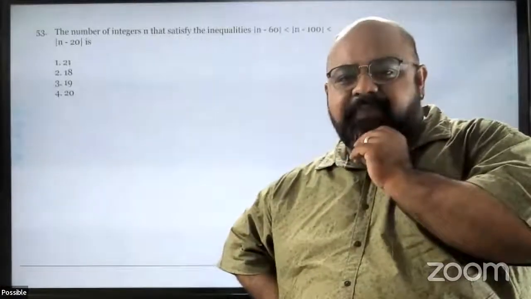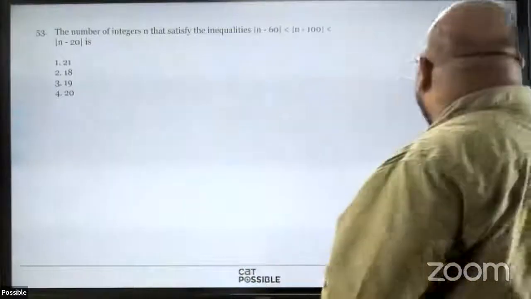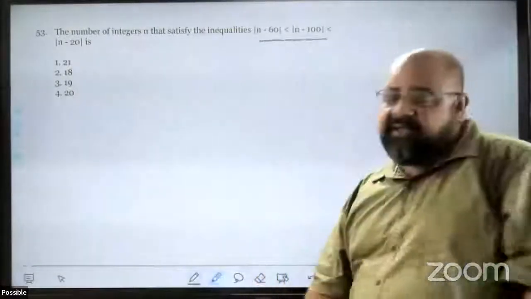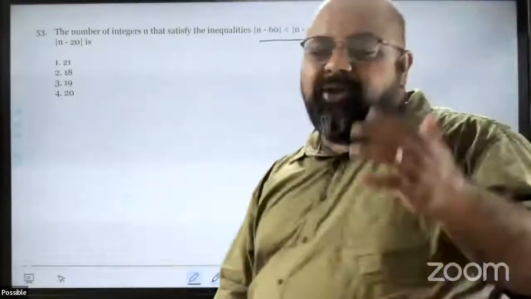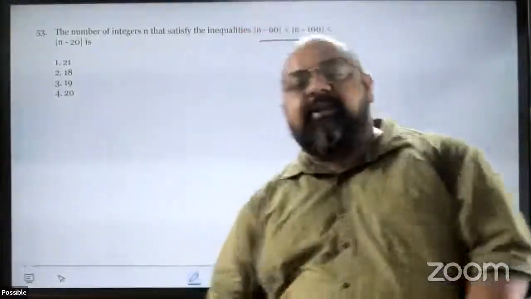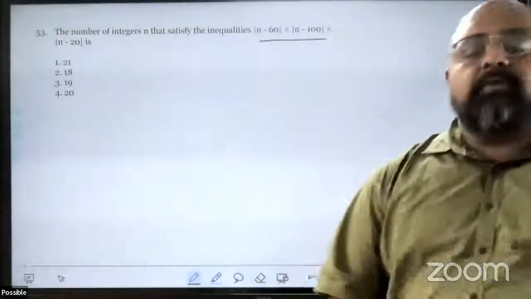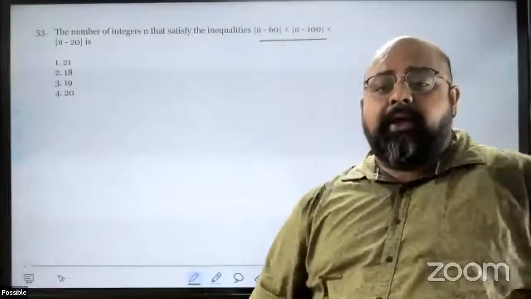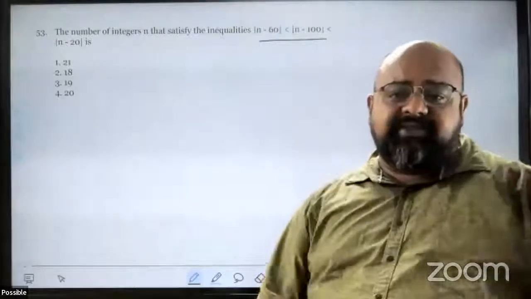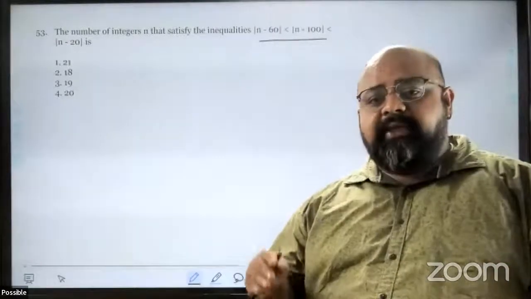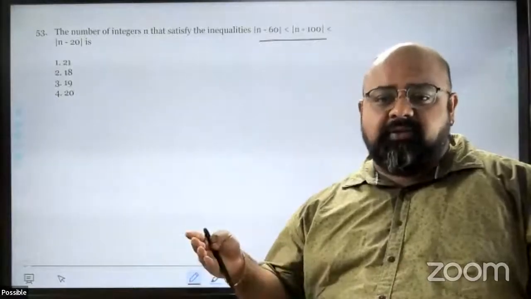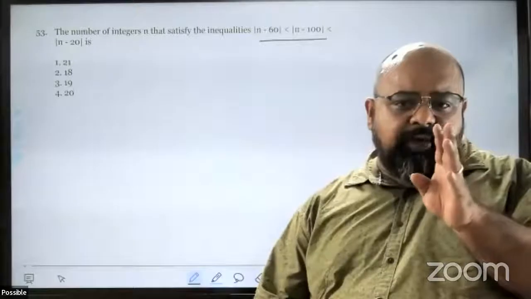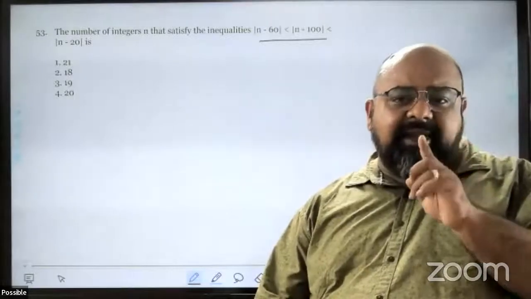So let us try to first satisfy the first inequality, that is, mod of n minus 60 is less than mod of n minus 100. Now if n is a number which is around 60, n minus 60 will be a very small value, n minus 100 will be a larger value, right? So if I look at the center point between these two values, that is say 80.